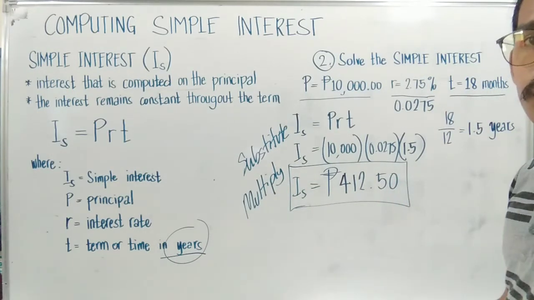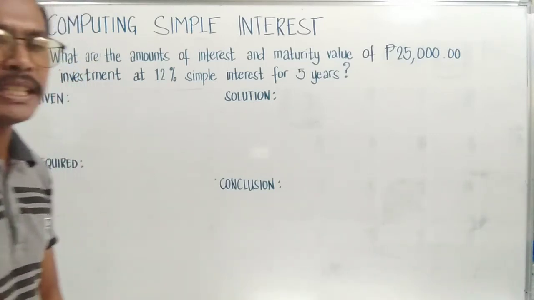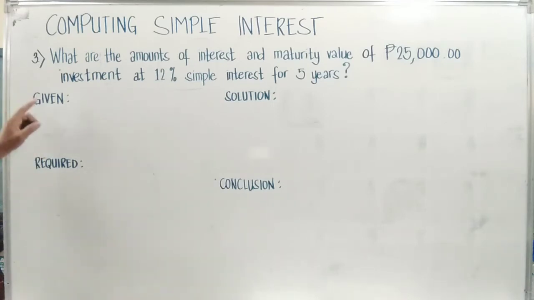So let us go to another example. Third example, let us try to solve this problem on the board. What are the amounts of interest and maturity value of a 25,000 pesos investment at 12% simple interest for 5 years? So let us follow the steps in solving this problem. First, let us identify the given information or data.